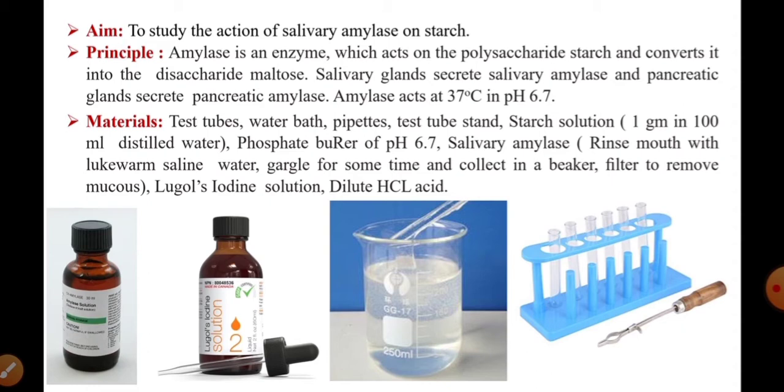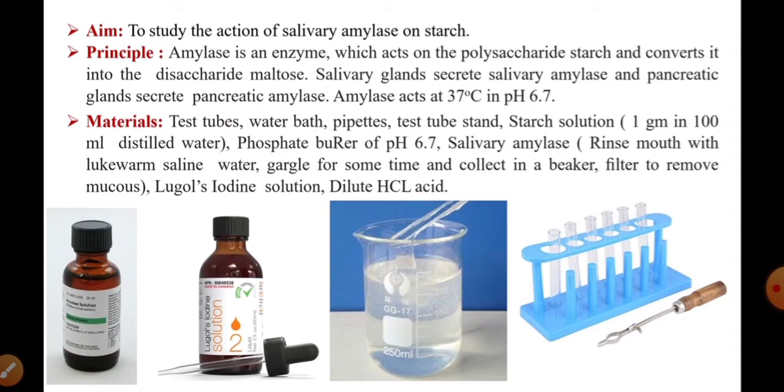And this enzyme amylase is of two types, the salivary amylase and the pancreatic amylase. Salivary amylase is secreted by the salivary glands, whereas the pancreatic amylase is secreted by the pancreatic glands. Now, despite different origins, the function of both these amylases is the same, that is to convert the polysaccharide starch into a disaccharide maltose at an optimum temperature and pH.